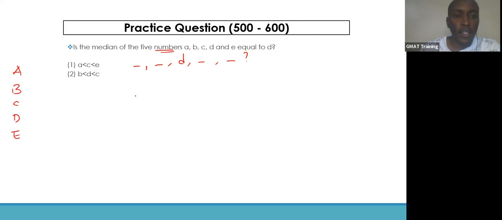A is less than C. So we have the order, in ascending order, is less than E. What about D? Is D the median? If D is greater than E, then you have B greater than D. Then you can say E is the median.